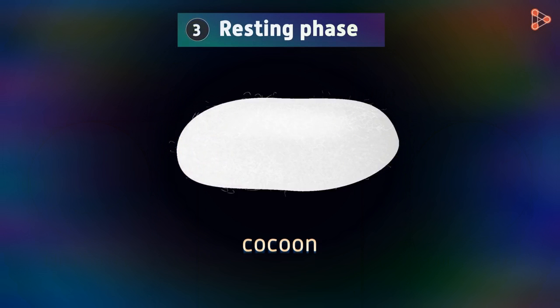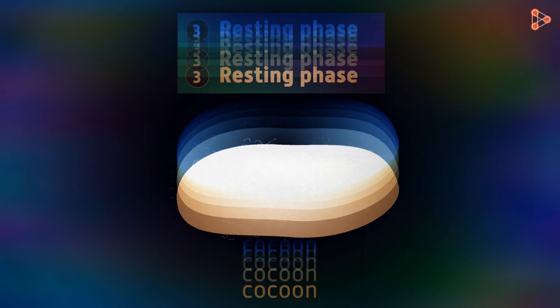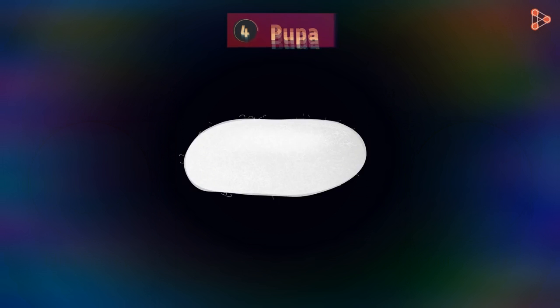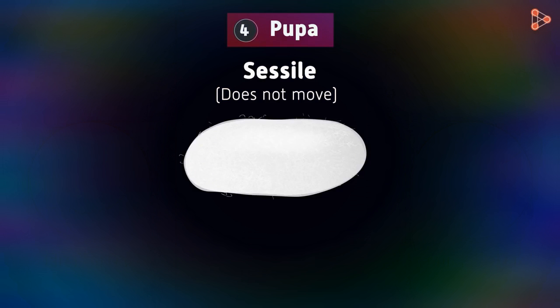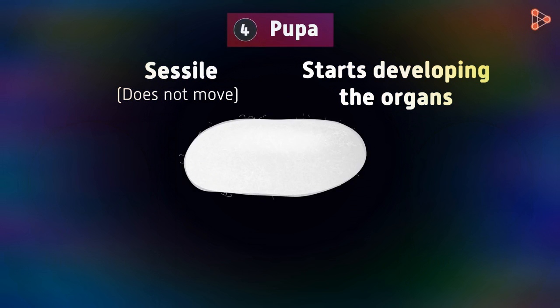This coat is called the cocoon. Did you know that this cocoon is what is of great interest to us? Because it is this structure that will give us the silk threads after we process it. Once the cocoon is formed, the larva inside it starts resting and enters the next stage of its life cycle called the pupa stage. The pupa stage is where the organism is sessile, which means it does not usually move and it starts developing the organs which adult moths have. So here, the pupa rests inside the cocoon and starts developing into an adult.